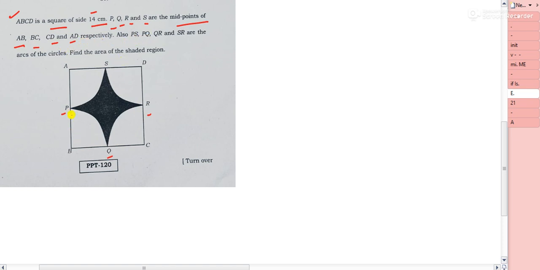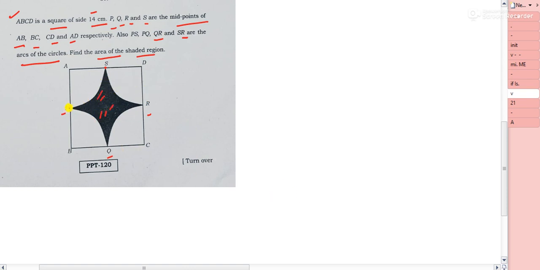Also PS, where is PS? Yes, you can see this and this, PS. PQ, okay, this is PQ. QR and RS are the arcs of the circle. They have given, they are the arcs. Find the area of the shaded region. So you can see the figure, this part is the shaded one.